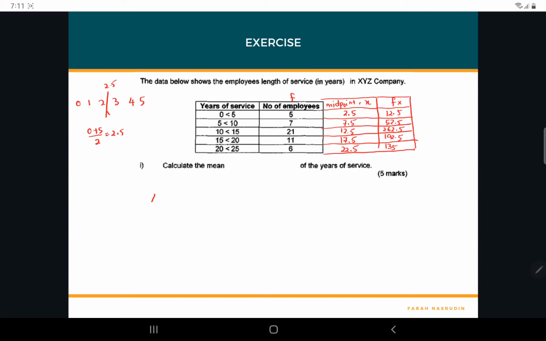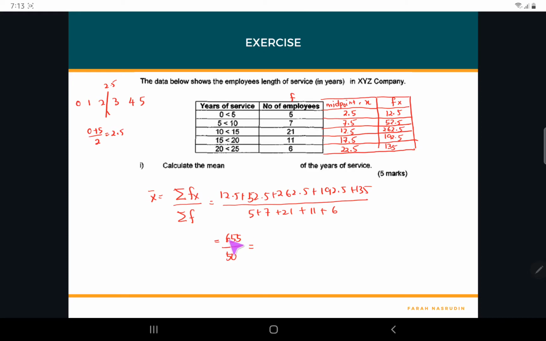So to find the mean, we need to sum up our fx and divide it by the sum of f. So here is 12.5 plus 52.5 plus, and so on. So we have here 655 divided by 50. So our mean is 13.1.